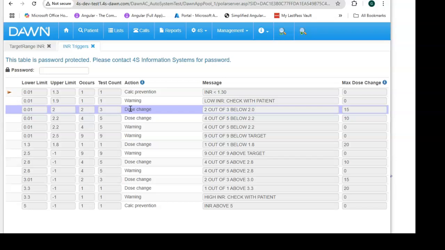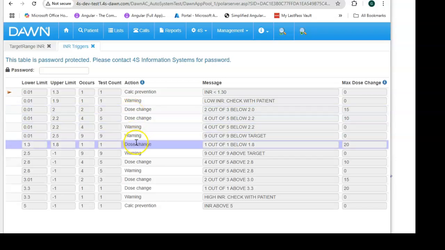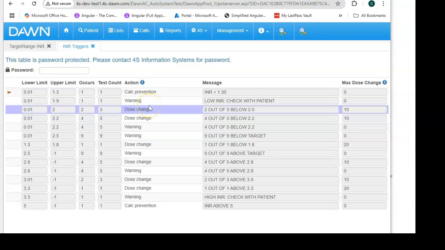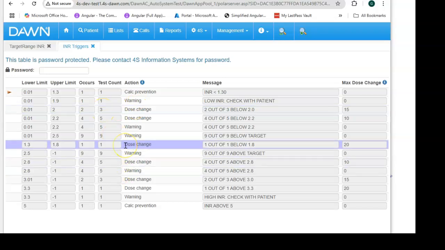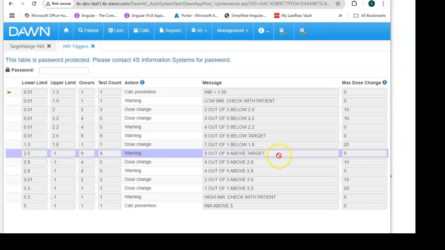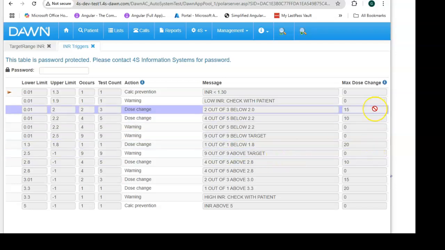But obviously, 2 of these could both apply. The current INR might be 1.9, or might be 1.7, and the previous one was 1.9 or something like that. So this would apply, and so would this. So which one does it use? Because they've both got different caps. Well, DAWN will always use the trigger with the smallest maximum percentage dose change.